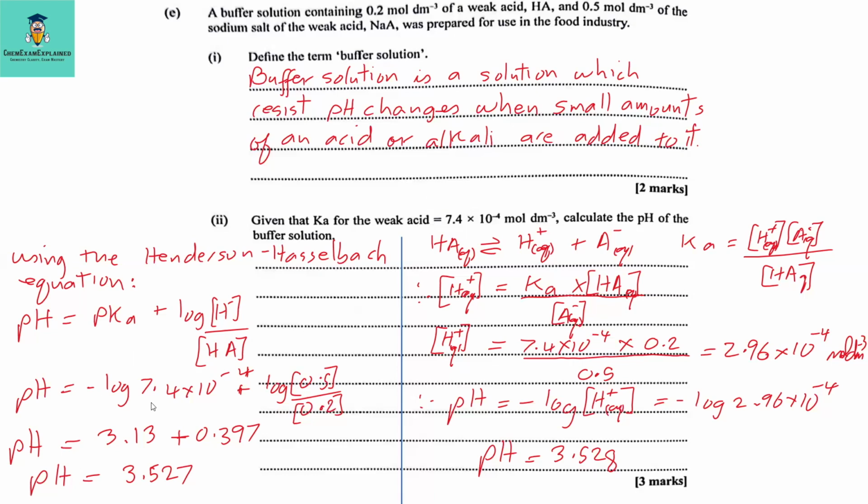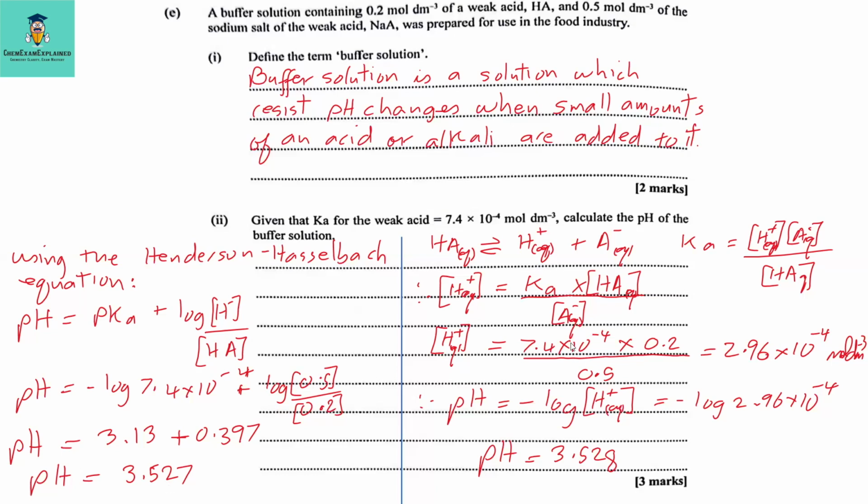So we just put that in our calculator to find the pKa value. Plus log of the conjugate base, which is 0.5, given in the question, because the conjugate base is a sodium salt, and the weak acid is 0.2. So pH is equal to pKa, which is 3.13, plus, when you find the log of 0.5 divided by 0.2, you get 0.397. When you add those two values, the pH works out to be 3.527.